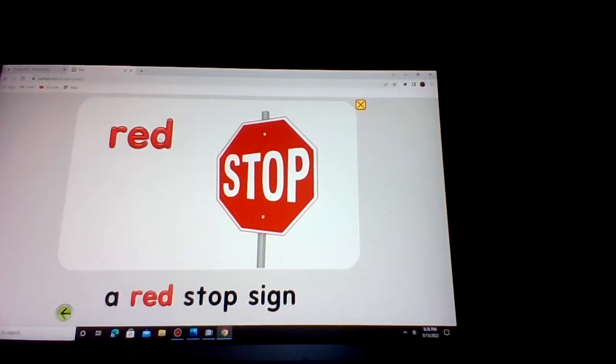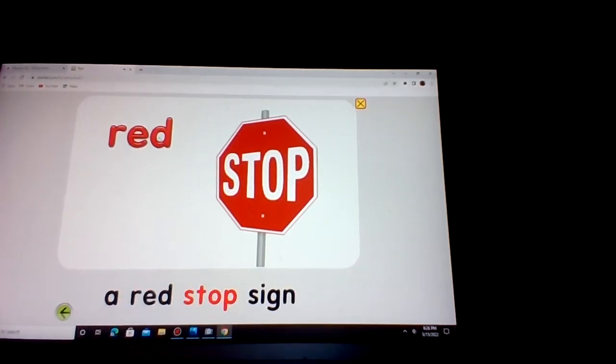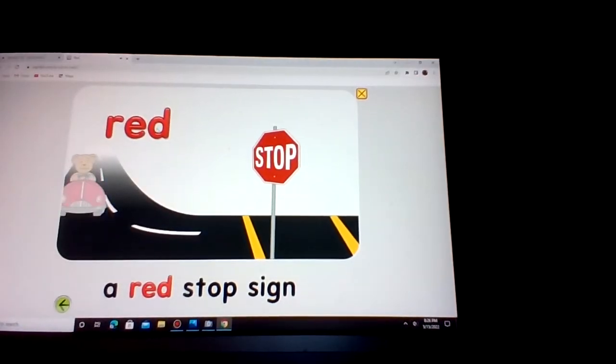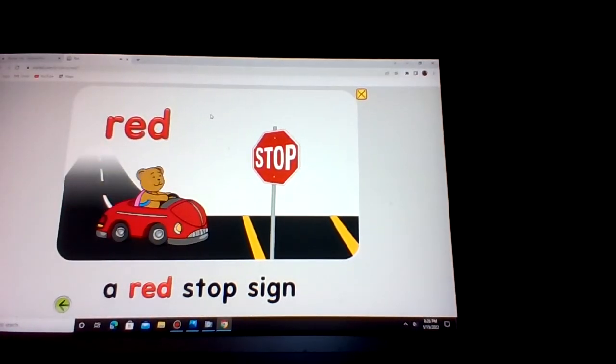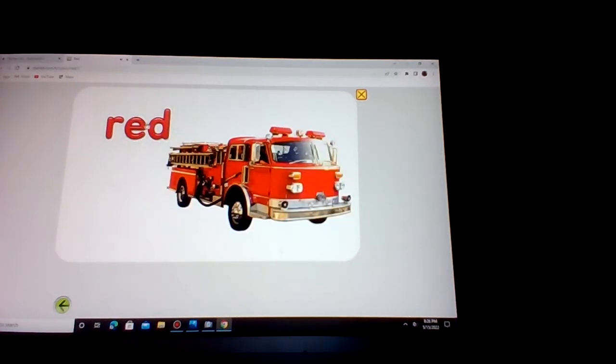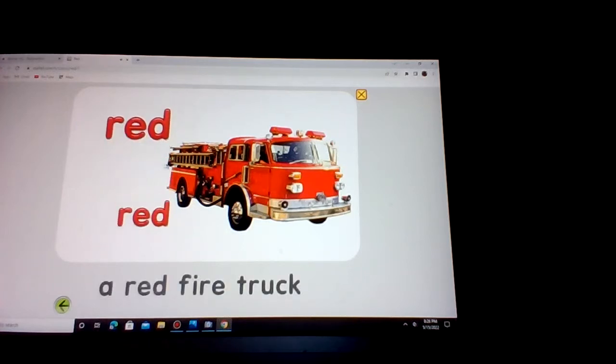Red. Stop sign. Play with this synonym. Red means stop. This is the color red, fire truck. Play with us and one more.